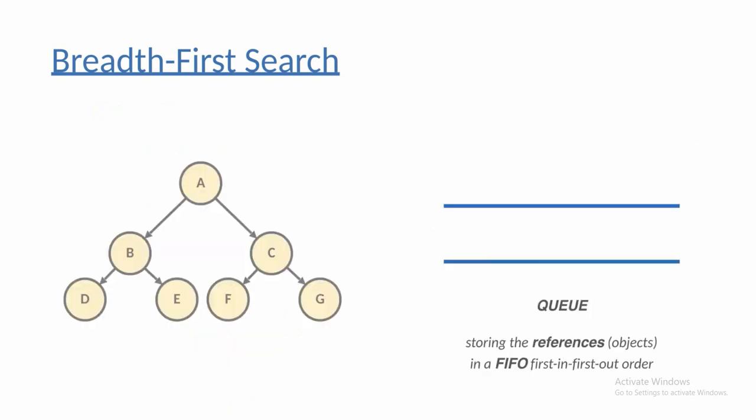So let's take a look at a concrete example. Of course, we have a graph with all the vertices A, B, C, D up to G. And of course, we have a queue abstract data type where we can store the references or the objects in a FIFO manner. What does it mean? FIFO stands for first in, first out. The first item we insert is the first item we take out. And this is exactly what we need during breadth-first search. So we have to define a starting vertex, in this case vertex A. We insert vertex A into the queue, so this is going to be the first item. And then what do we have to do?